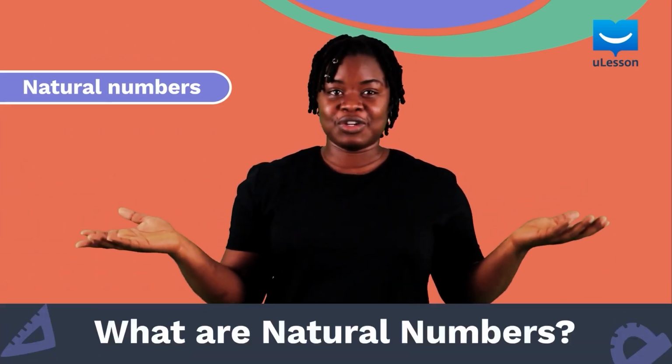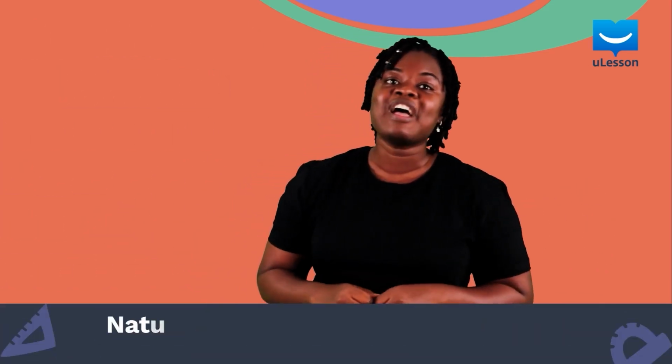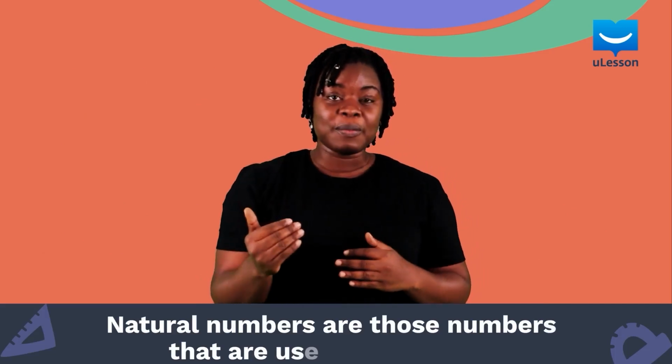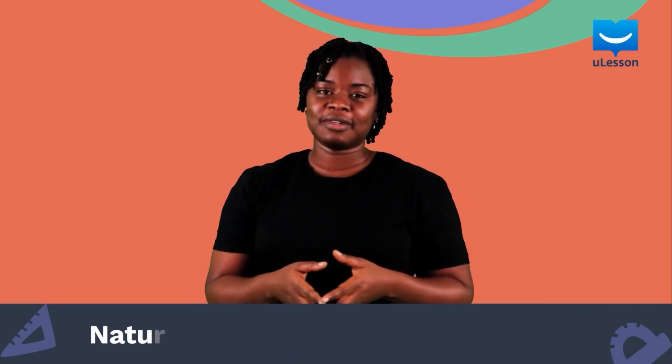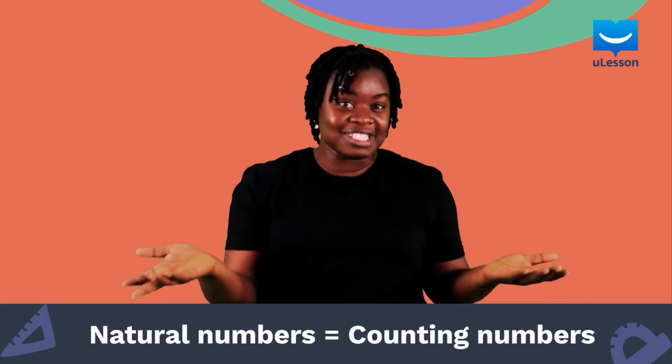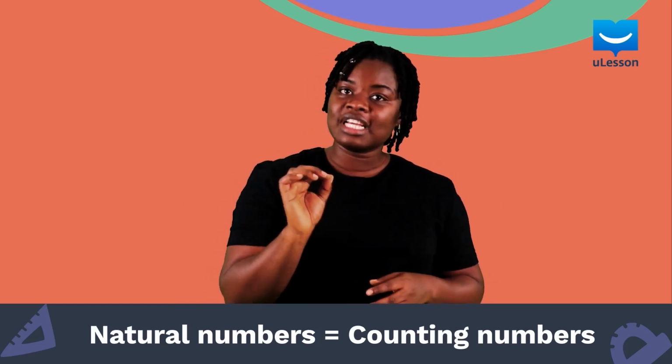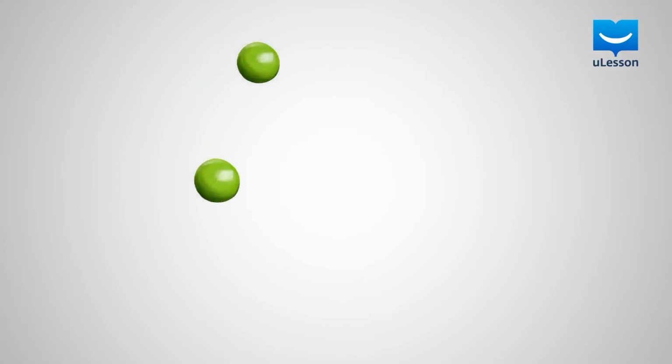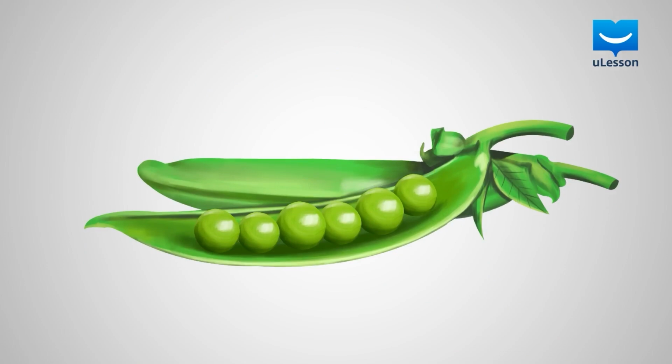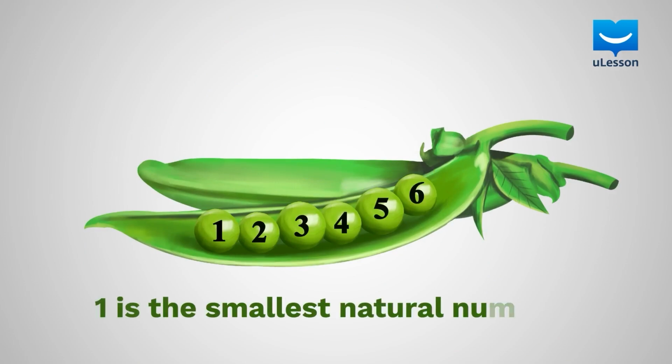So what are natural numbers? Well, natural numbers are those numbers that are used for counting. They are also known as counting numbers. If you wanted to count the number of peas in a pod, how would you go about it? Well, you would begin with 1 and count upwards until you get to the last pea, right? So this means that 1 is the smallest natural number since we always start counting with 1.